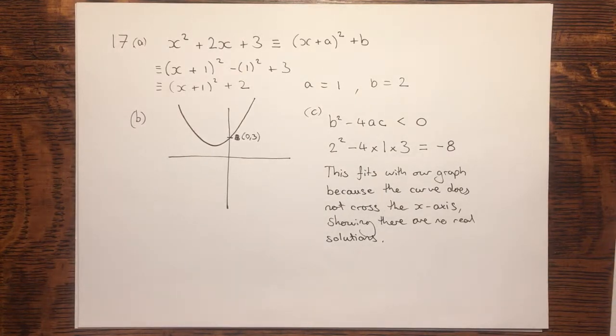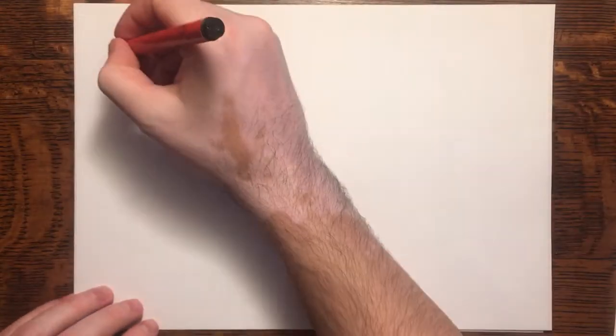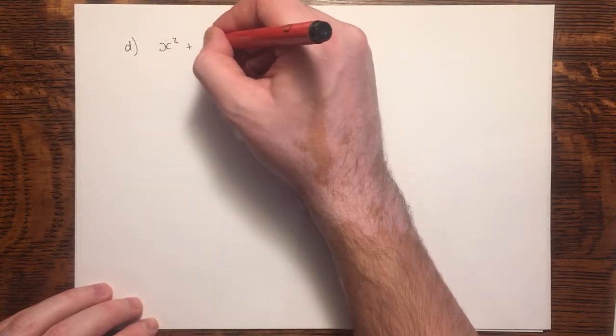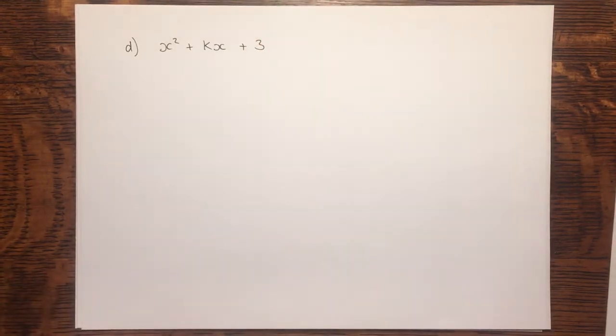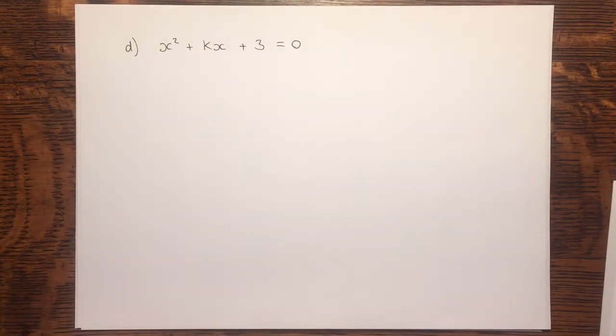The final part for today, part D, we're given the equation x squared plus kx plus 3 equals 0, where k is a constant and has no real roots. Find the set of possible values of k, giving your answer in surd form. Let's get a fresh piece of paper. x squared plus kx plus 3 is equal to 0 and has no real roots.